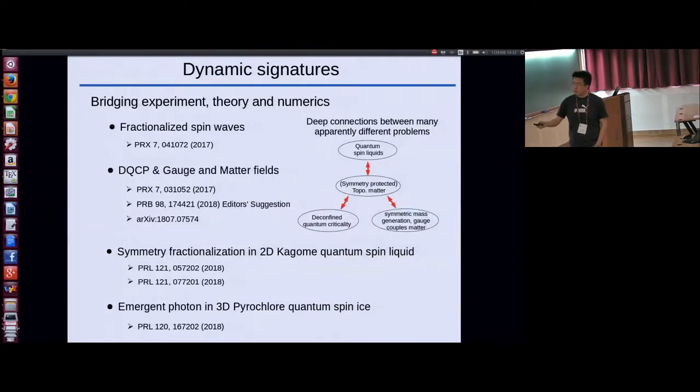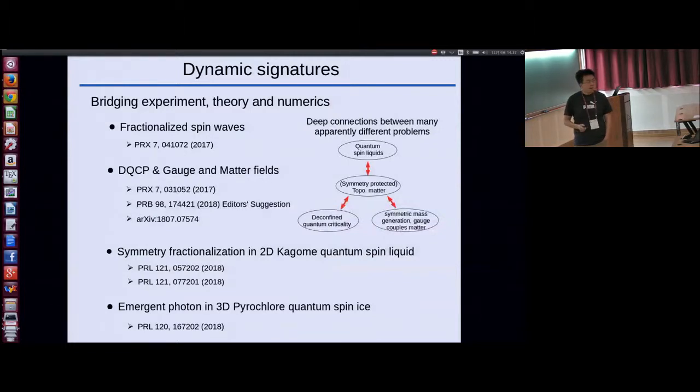If I have time, I will talk about some other work on the model study of two-dimensional Kagome quantum spin liquid, which has a Z2 topological order. So we calculate the spectrum and how it looks like. And also for the 3D pyrochlore quantum spin ice, we also calculate the spectrum, and we can see the gauge photon out of this, if time allows. So yeah, this is the outline.